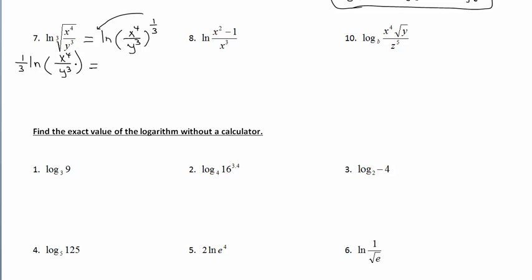All right, we're not done. I can use the quotient property. Okay, remember this 1/3 is going to be applied to everything. So 1/3 times, let's apply the quotient property, natural log x to the 4th minus natural log of y cubed. Okay, we're not done. We have some power, so let's apply the power property again. So actually we're applying the power property twice, once at the beginning and once at the end.